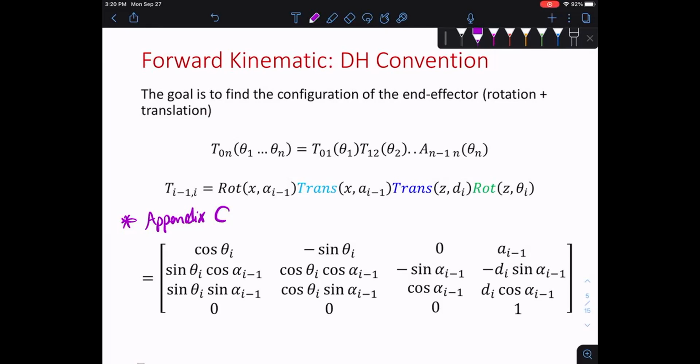To make your life easier, this is the matrix that corresponds to that multiplication. So you don't even have to create those. You just need to grab this all the time.